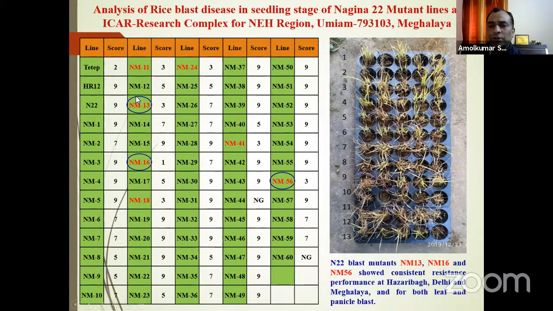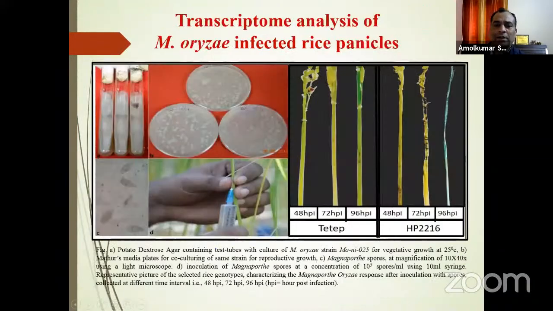And after that, using all this, we identified lines 13, 16, and 56. These lines are resistant to leaf blast as well as panicle blast at all three centers: Hazaribagh, Delhi, and Meghalaya. And now we are trying to characterize this particular material. So this is one story.